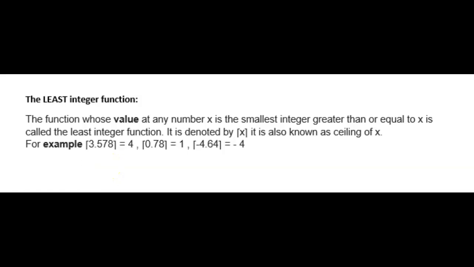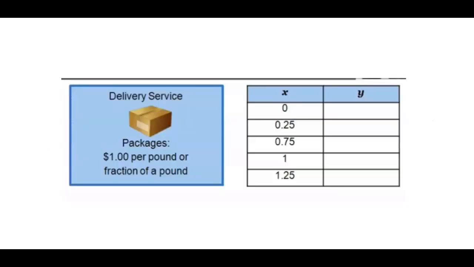Let's talk about why or when we would use the least integer function. So the holidays are nearing and we're sending packages to our loved ones. Now here's the deal. A package costs $1 per pound or fraction of a pound. That means that if I have 0.25 pounds of a package, I still have to pay $1. When I go over a pound, I have to pay $2.